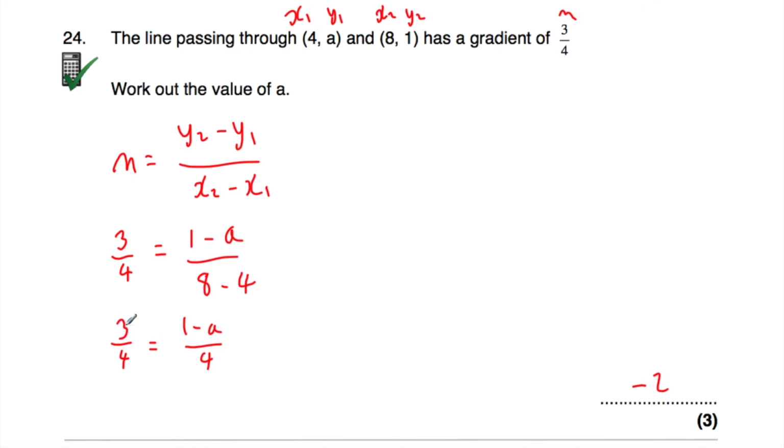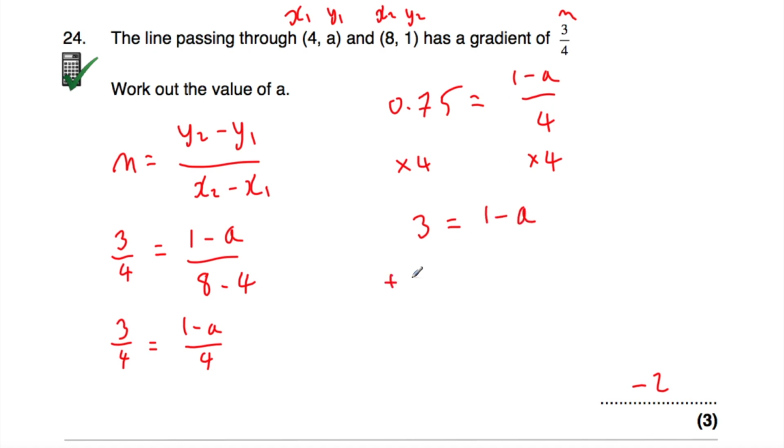Alternatively, if you didn't spot the fact that the two numerators are equal to each other, you could go straight to that point. What you could do at this point is, there's a few different approaches. One approach is to, like our last question, change this to a decimal to be 0.75, because 3/4 is 0.75, and that's equal to 1 minus a over 4. You could then get rid of the divide by 4 by timesing both sides by 4, and 0.75 times 4 would be equal to 3, and that's equal to, and we're multiplying by 4 to get rid of the divide by 4, so we're left with 1 minus a.